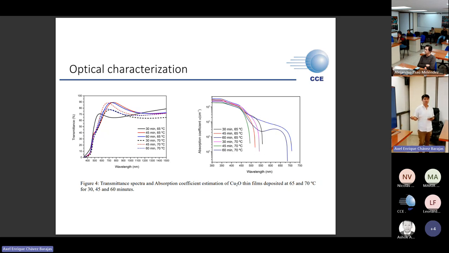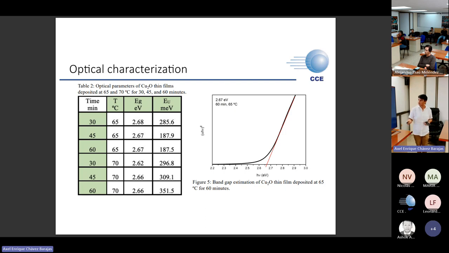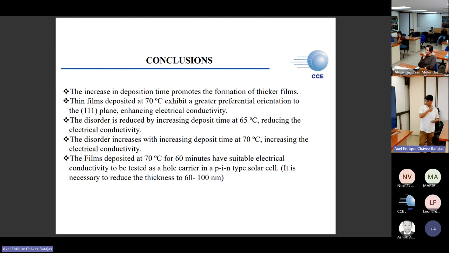So this is also very interesting, for example, for tandem cells, because our band gap is between 2.6 and 2.7 eV. And this is the way we calculate these values. I didn't place all of them because of the space. But as you can see, in all cases, the band gap is more or less constant. And in the case of the Urbach energy, it decreases when we use 75 Celsius degrees, and increases slowly when we use 70 Celsius degrees. So at the end, this is the first report of its kind.